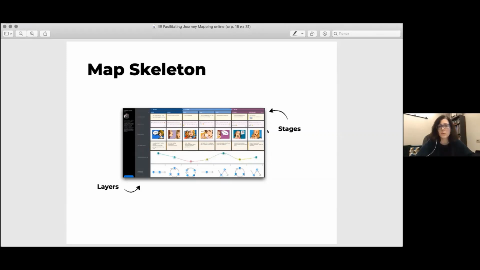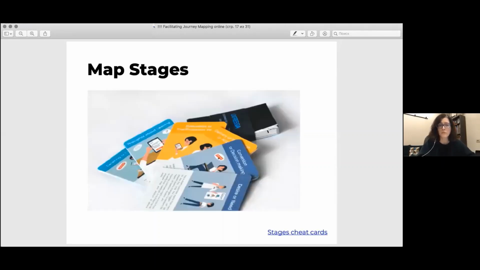So when we talk about map skeleton, for those of you who never thought about this before, it's really simple. You have layers, which are lenses, which allow you to look through different aspects of your journey. And then you have stages, like steps or touch points in some cases, which your persona goes through. And that is something you can prepare in advance, show to your participants online, and only ask them to make adjustments, and it takes much less time during the workshop itself.